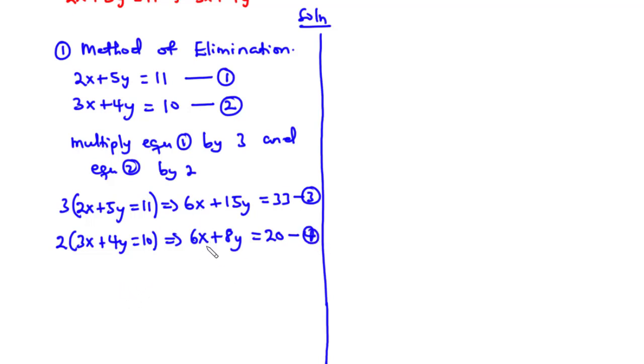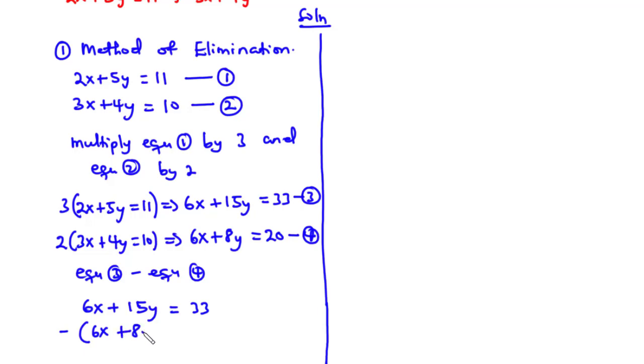Now the coefficient of x in each of the equations is 6. So we can subtract one equation from the other. So we say equation 3 minus equation 4. We are going to subtract equation 4 from equation 3. So equation 3 is 6x plus 15y equals 33. Minus equation 4, we have 6x plus 8y equals 20.